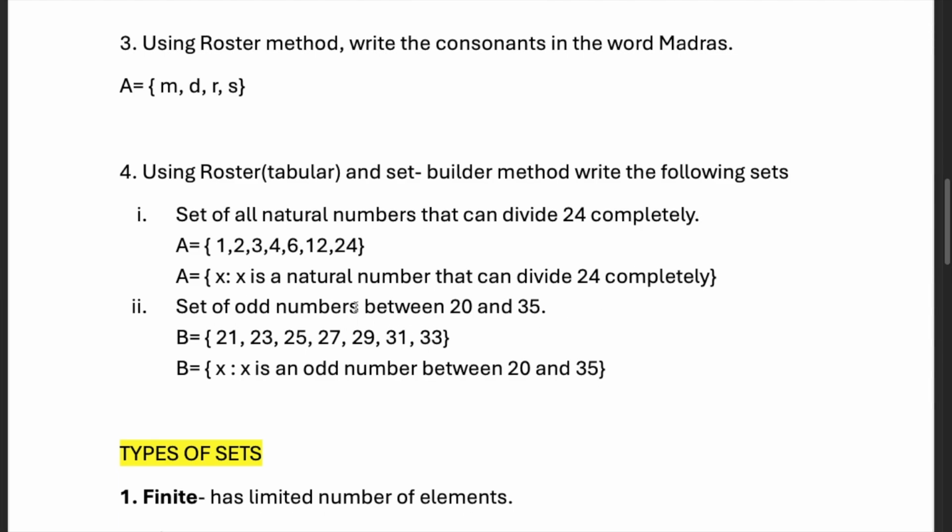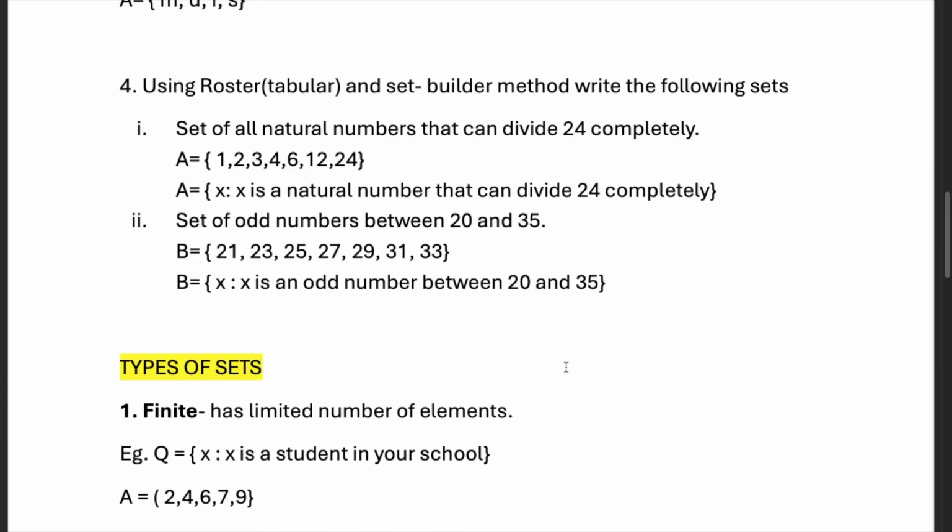Okay, the set of odd numbers between 20 and 35. Like I said, omit 35, because it's between the two. So it's 21, 23, 25, 27, 29, 31, and 33. B is equal to x such that x is an odd number between 20 and 35.